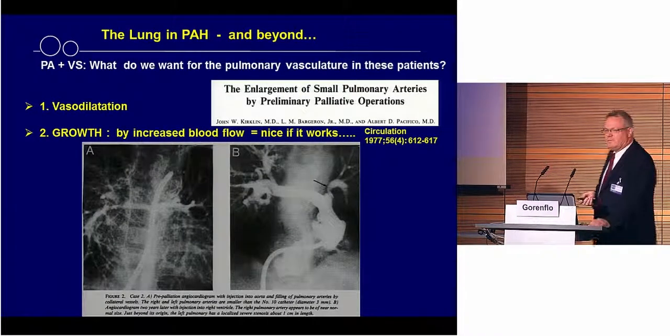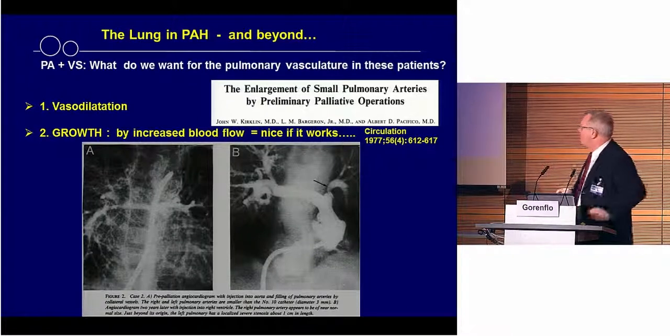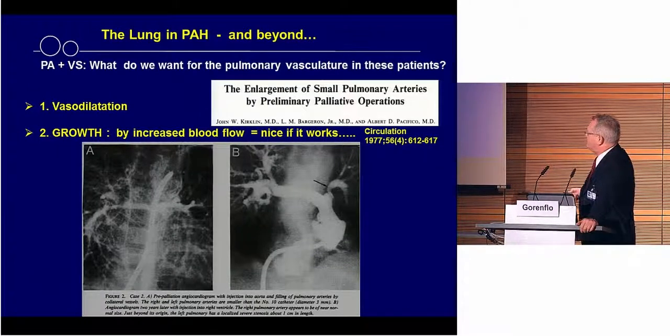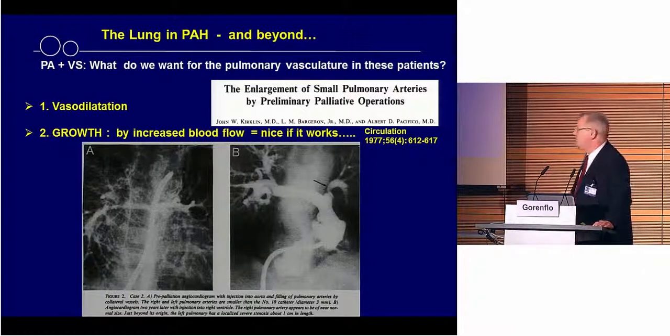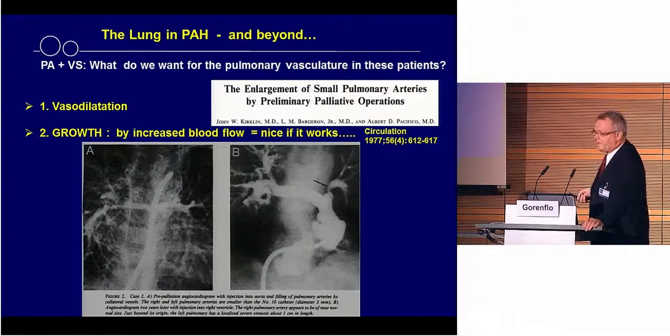So can we get growth? And yes, we know this for 40 years that we can get growth. Mark Hwang has demonstrated it very nicely. You see one of the original papers of Kirklin, and in this old angio, but still good angio, you see that if you put a shunt on it, then it will grow. But you see also that you get a stenosis in some vessels. In other words, you have vessels that like to grow and others that do not like to grow, and that's the problem.